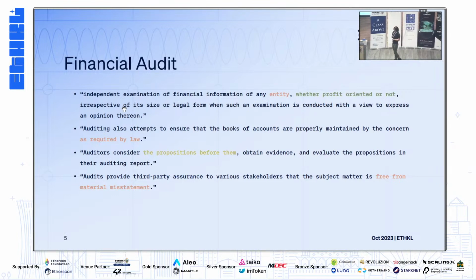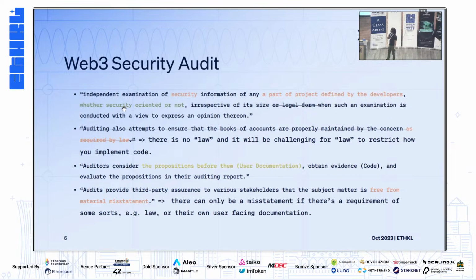Now let's look at it from the view of a Web3 security audit. Still a lot of text, but let's zoom in on parts. Instead of the whole entity, it's a part of a project defined by the developers. And instead of profit-oriented, it's security-oriented. This part seems okay, so it's marked in green, but the problem is that it's a part of the project, not the whole project. That's number one. And secondly, it was defined by the developers, not someone else.